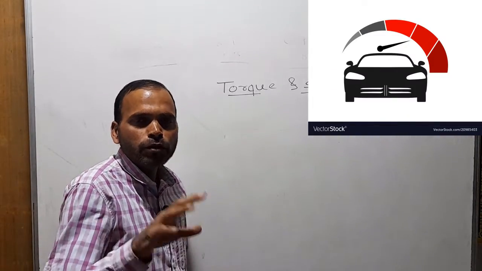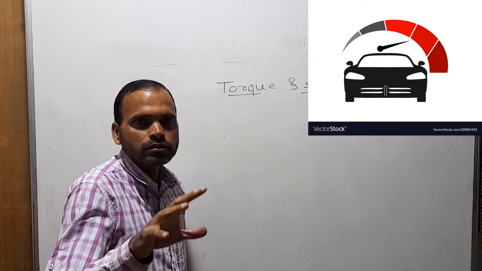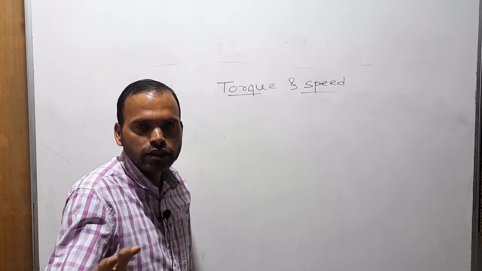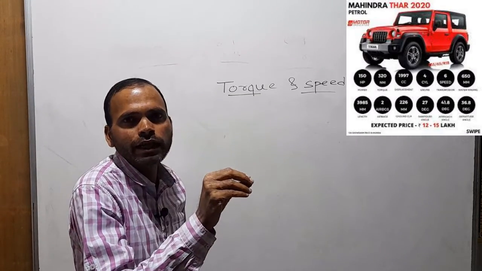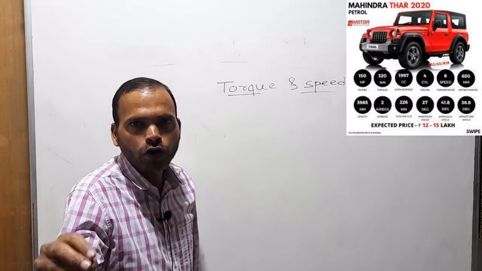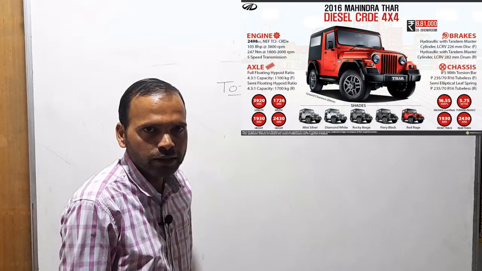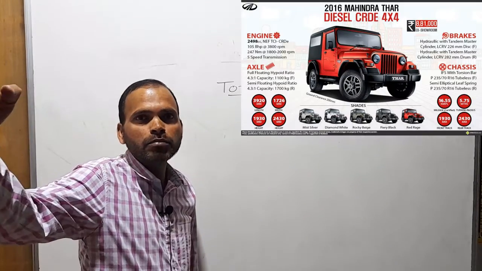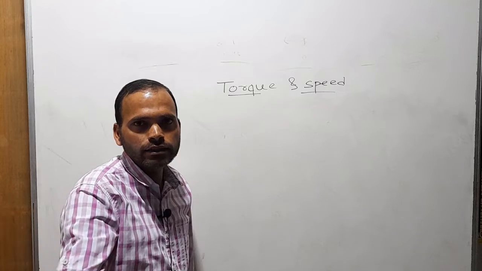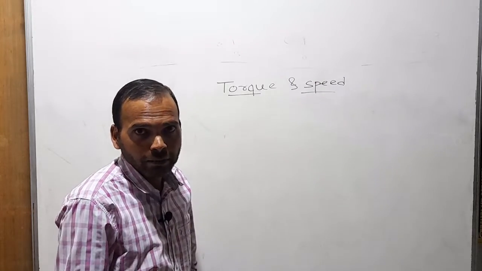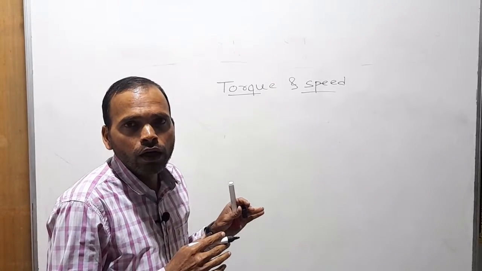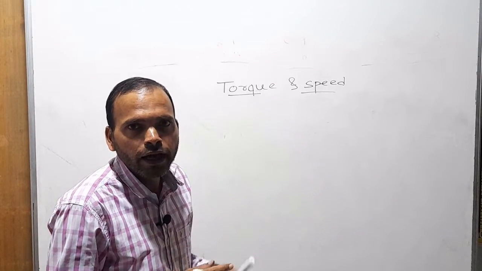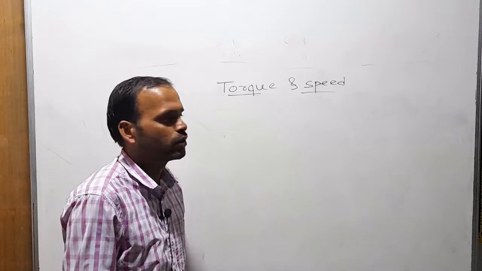But many of you have seen, while reading the specifications of a two-wheeler or four-wheeler, that this particular vehicle has this much amount of torque at this much amount of speed. And when the speed is increased to a particular level, torque gets reduced. So why does that happen? We have to understand it through the equations of torque and speed, and we have to understand the concept also.